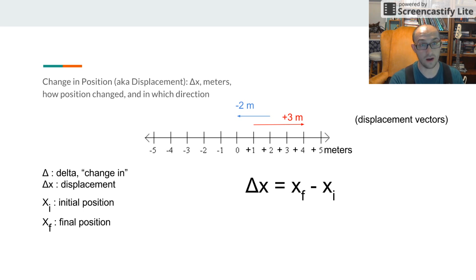So for my blue arrow, I started at +2 meters and I ended at 0 meters. So in my equation, I would do 0 minus +2. All right, and 0 minus +2 is -2 meters. Now, if I'm doing the red arrows, my final position is +4, and my initial position is +1. So in my equation, I would have +4 minus +1, which would give me +3 meters.